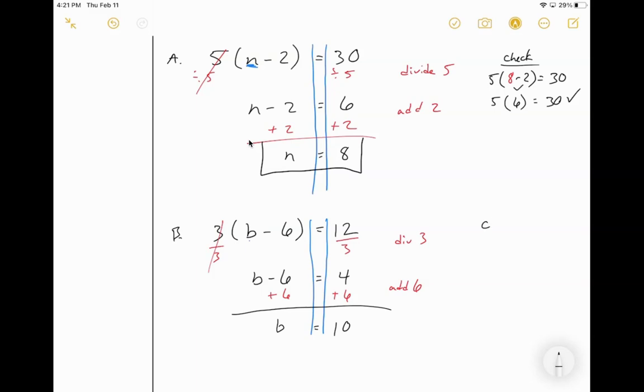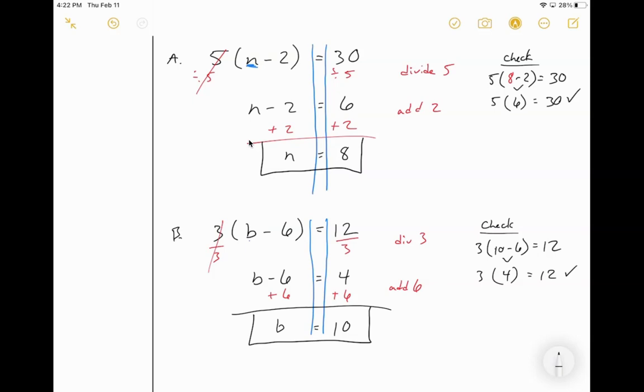Let's check it. 3 times 10 minus 6 should equal 12. Well, 10 minus 6 is 4. 3 times 4 is equal to 12. So that checks out, and I'm good to go. All right, let's keep trying.